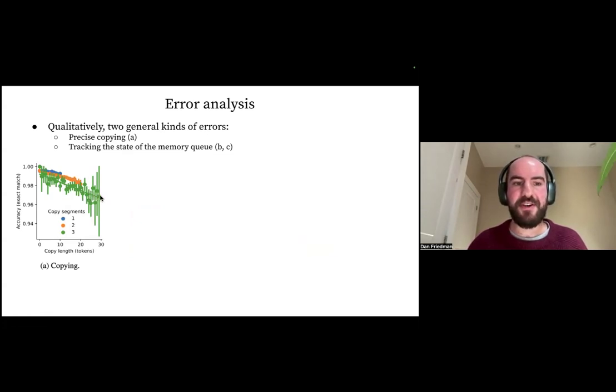You can see that the model's error rate is correlated with the number of tokens. It's a little bit correlated with the number of copying segments. It's a little bit worse when there are 3 copying segments and 2 copying segments compared to 1. But there's an even bigger drop-off when you just have more tokens to copy. So that's maybe a hint that the model struggles a little bit with this sort of precise copying as the segments get longer.